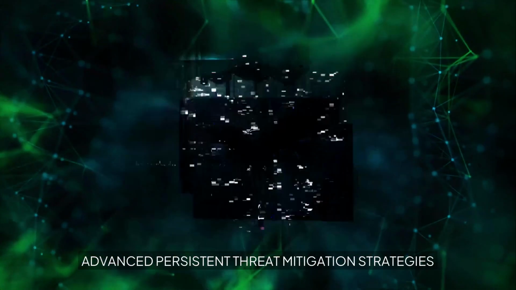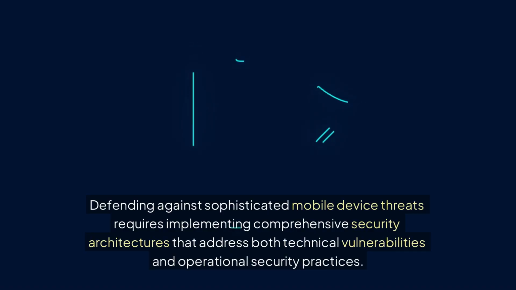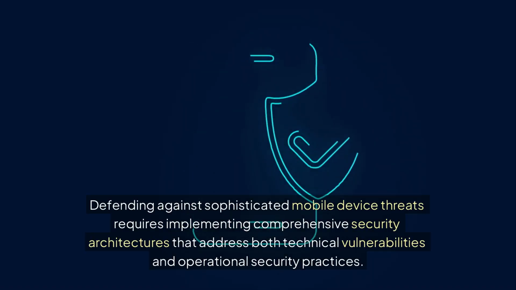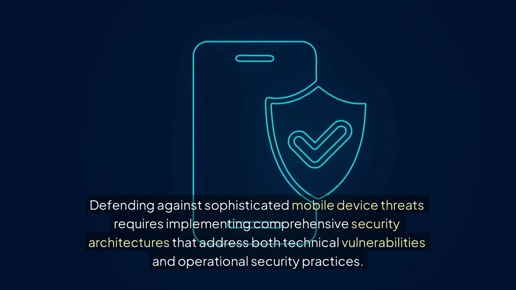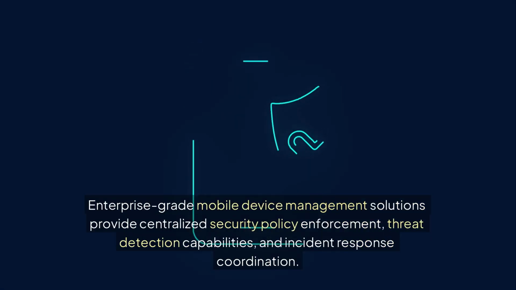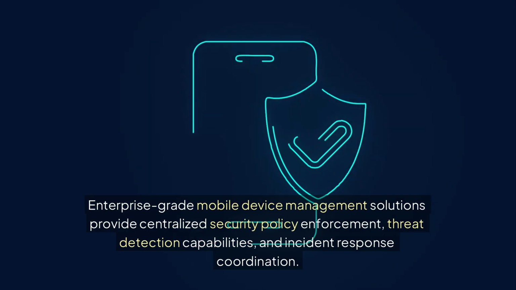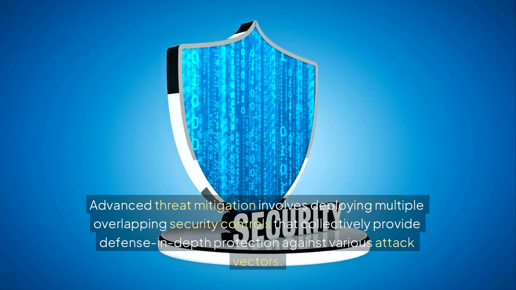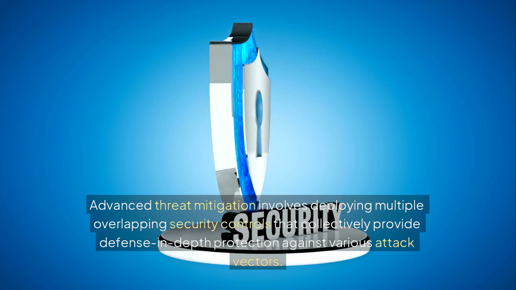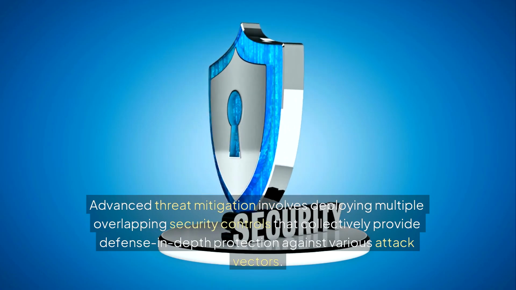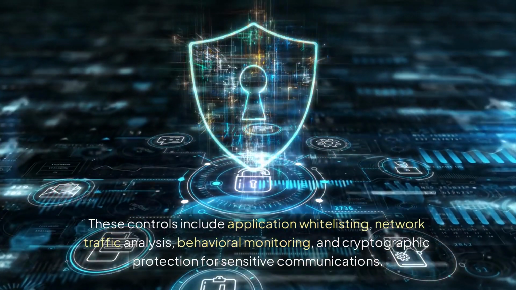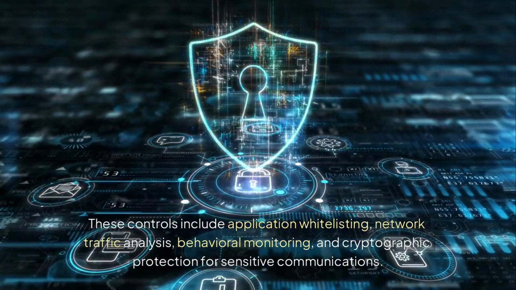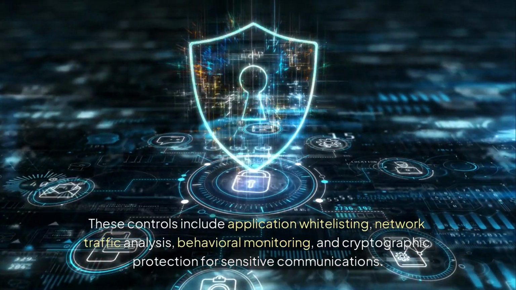Advanced persistent threat mitigation strategies. Defending against sophisticated mobile device threats requires implementing comprehensive security architectures that address both technical vulnerabilities and operational security practices. Enterprise-grade mobile device management solutions provide centralized security policy enforcement, threat detection capabilities, and incident response coordination. Advanced threat mitigation involves deploying multiple overlapping security controls that collectively provide defense-in-depth protection against various attack vectors. These controls include application whitelisting, network traffic analysis, behavioral monitoring, and cryptographic protection for sensitive communications.